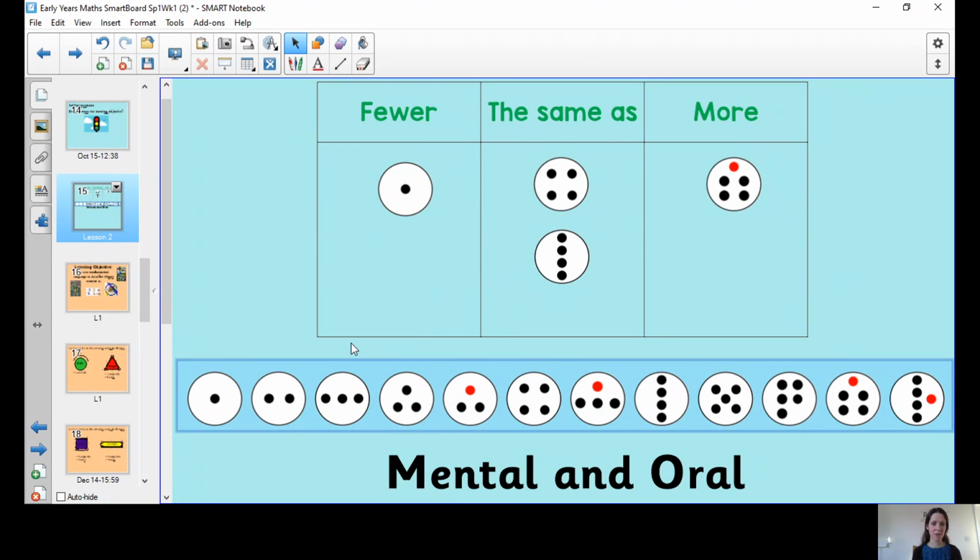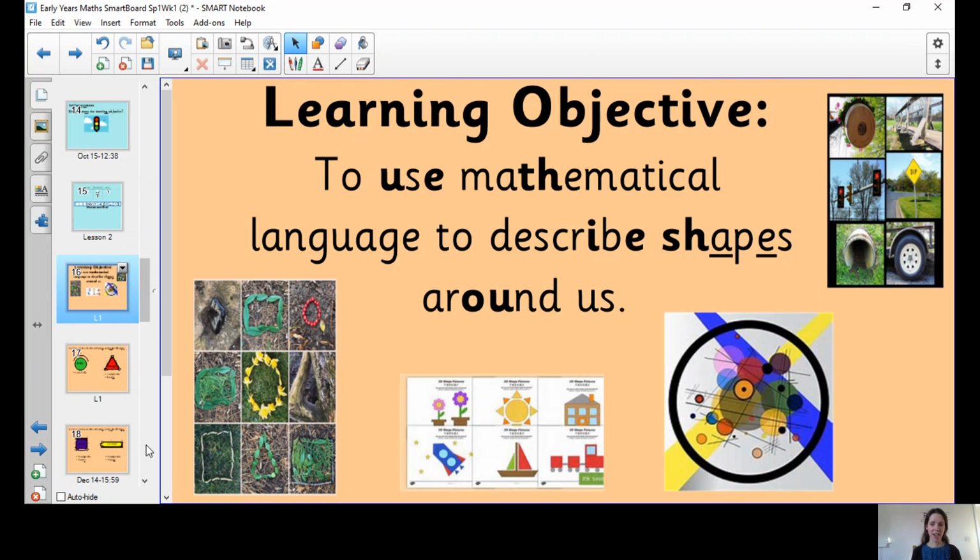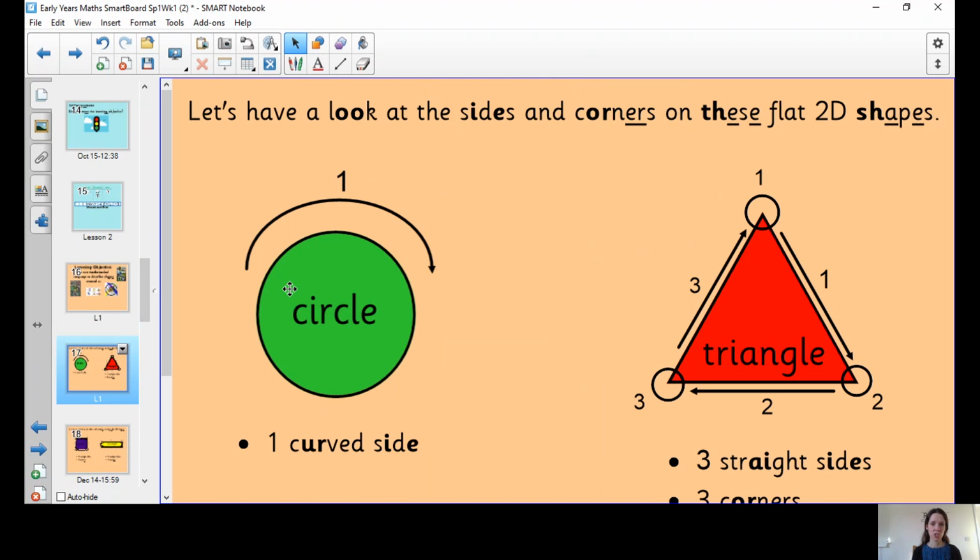Now let's see what we're going to be learning about today. Today we're carrying on with our learning all about shapes. So today we're thinking about using mathematical language to describe shapes around us. Let's have a look and see if we can think about the mathematical language that you learnt about yesterday. So we thought about the words side and corner.